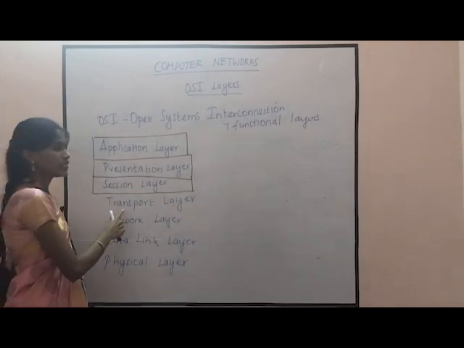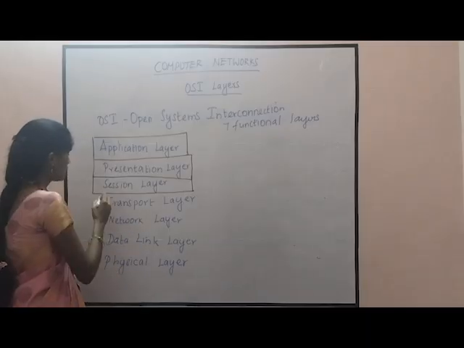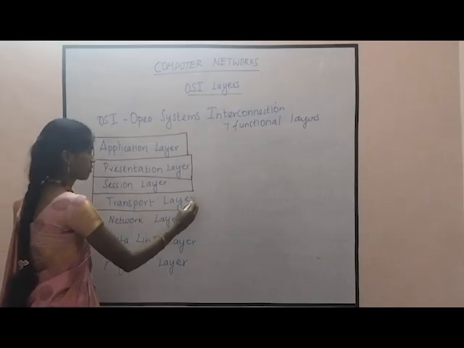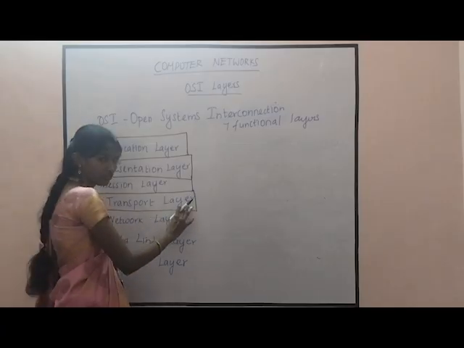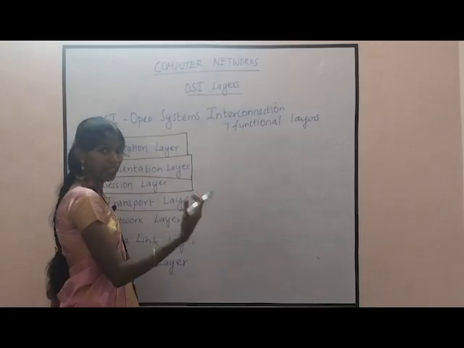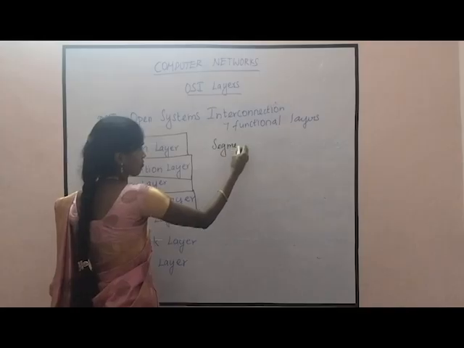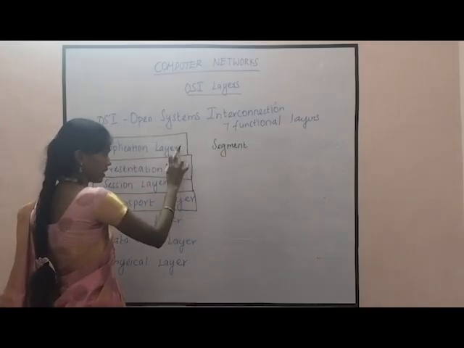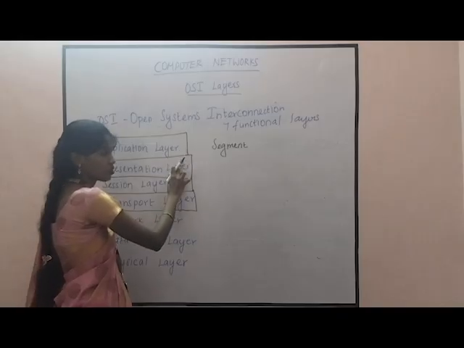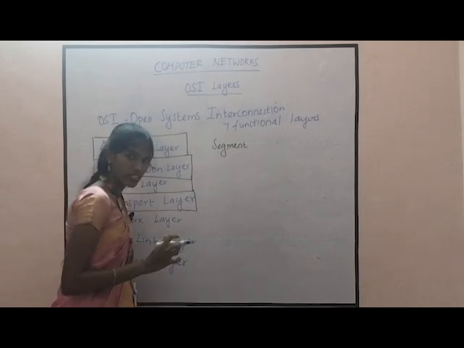From the name transport itself, it is understood what the functionality of this transport layer is. And here, what is the name for our information? The name for our information here is segments. So far, the name for our information is data. Here also it is called data. Now, the data is converted into segments.